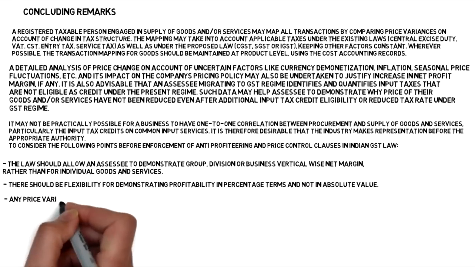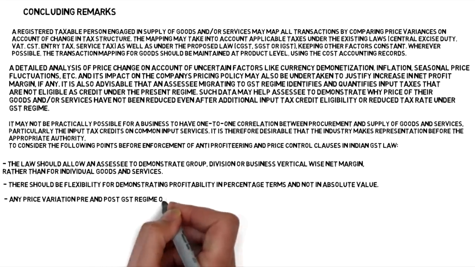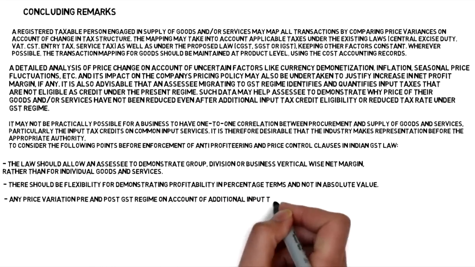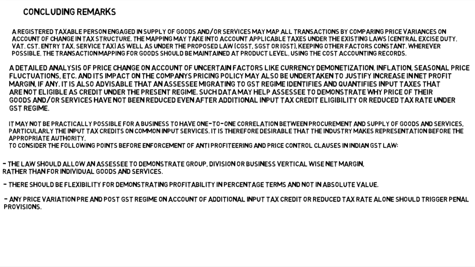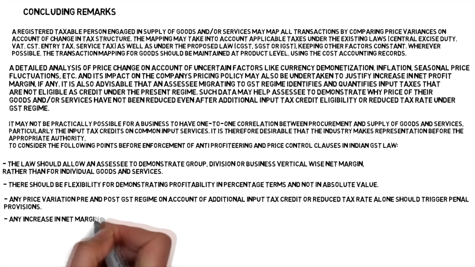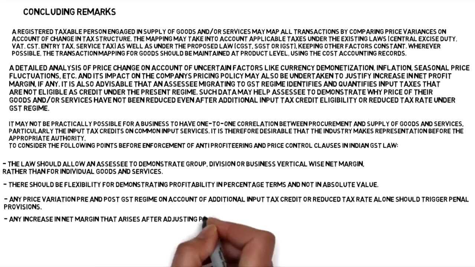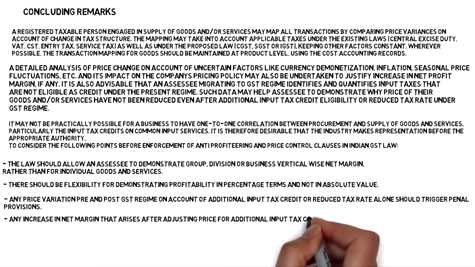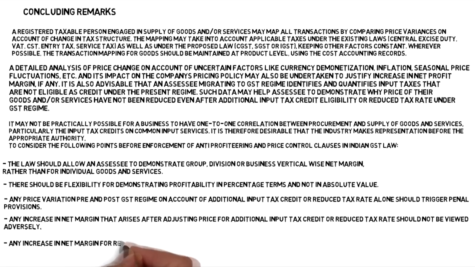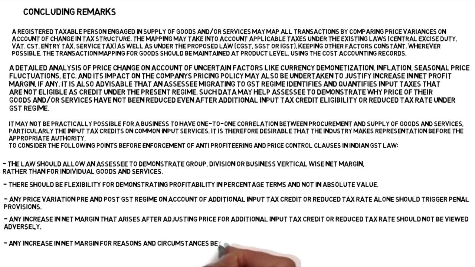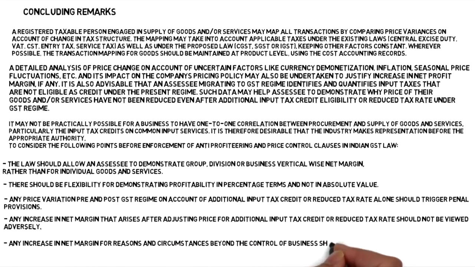Any price variation pre and post GST on account of additional input tax credit or reduced tax rate alone should not trigger penal provisions. Any increase in net margin that arises after adjusting price for additional input tax credit or reduced tax rate should not be viewed adversely. Any increase in net margin for reasons and circumstances beyond the control of business should not be doubted.